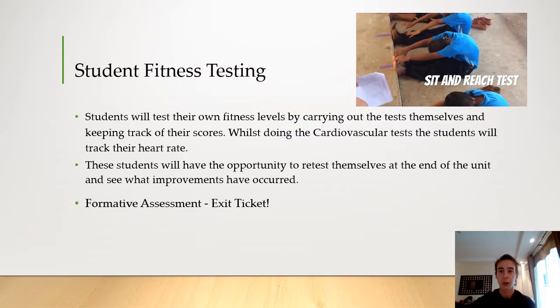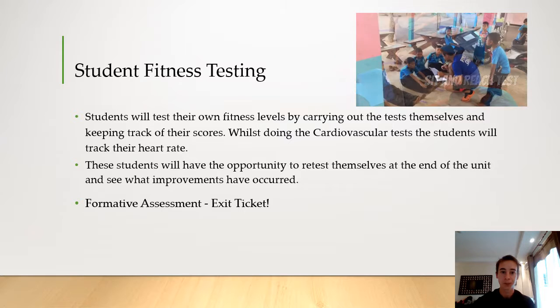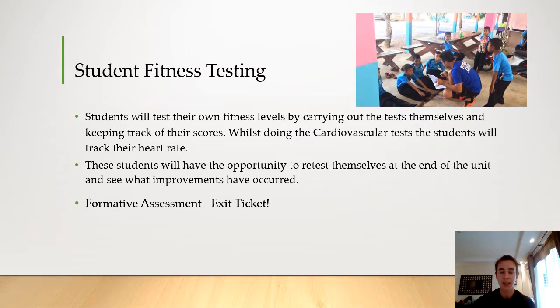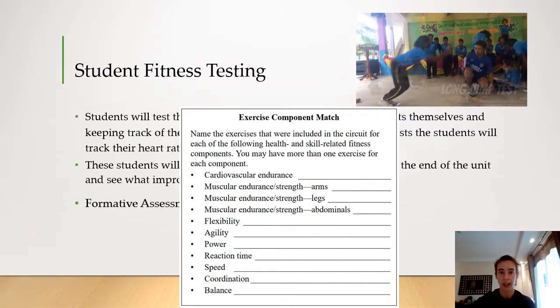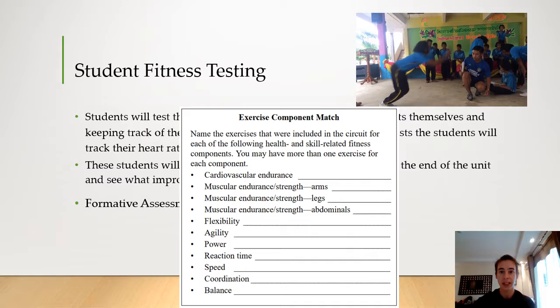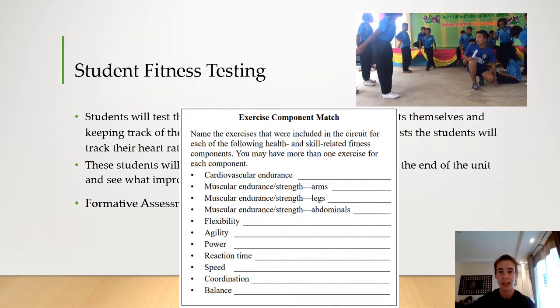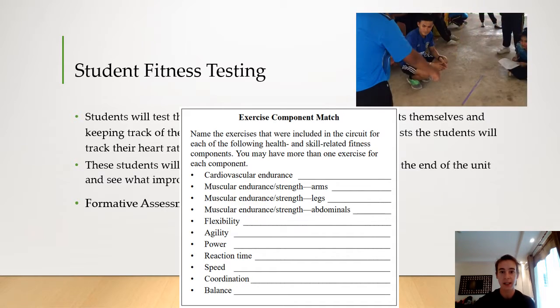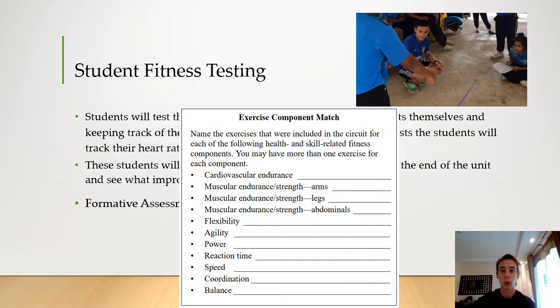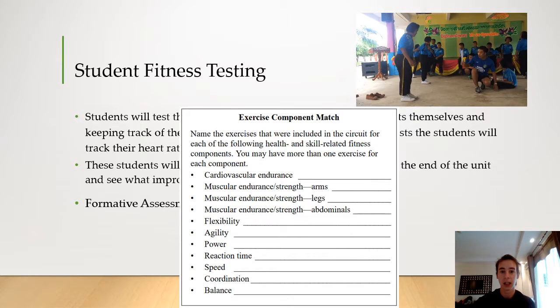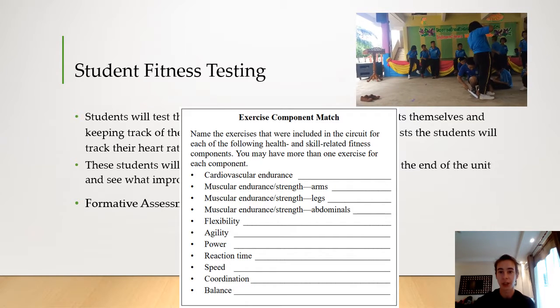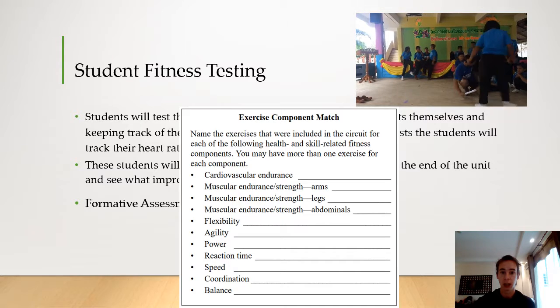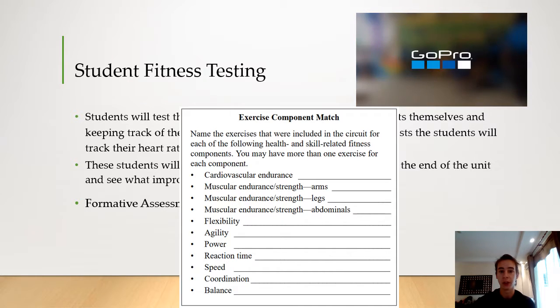After 2 to 3 lessons, these tests would generally take. They would do a formative assessment as an exit ticket. So here is the exit ticket I have created. For each of these health and skill related fitnesses, they'd need to explain what test they do to do it. So as I said, the flexibility test is the sit and reach. The agility test is the Illinois run. Reaction time, they would do the ruler drop, something along those lines.